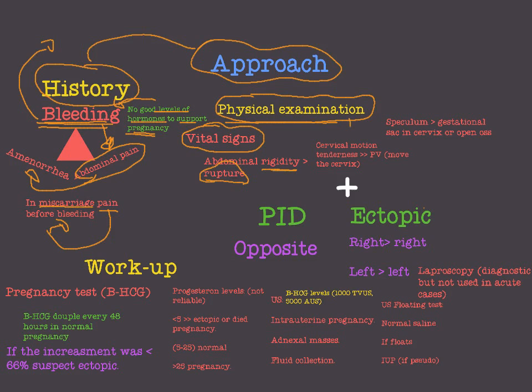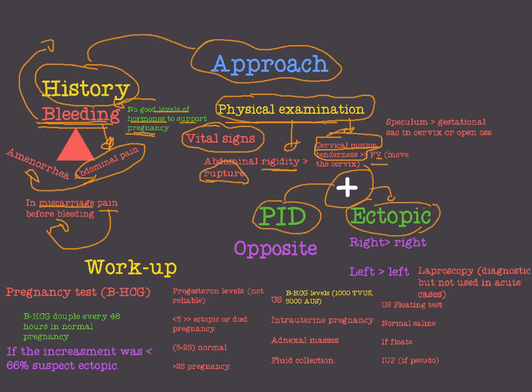The most important and specific physical examination finding of ectopic pregnancy is cervical motion tenderness. Cervical motion tenderness is actually a PV examination, per vaginal examination, and we move the cervix to the right and to the left. If cervical motion tenderness is positive, then we can suspect two things: pelvic inflammatory disease or an ectopic pregnancy.